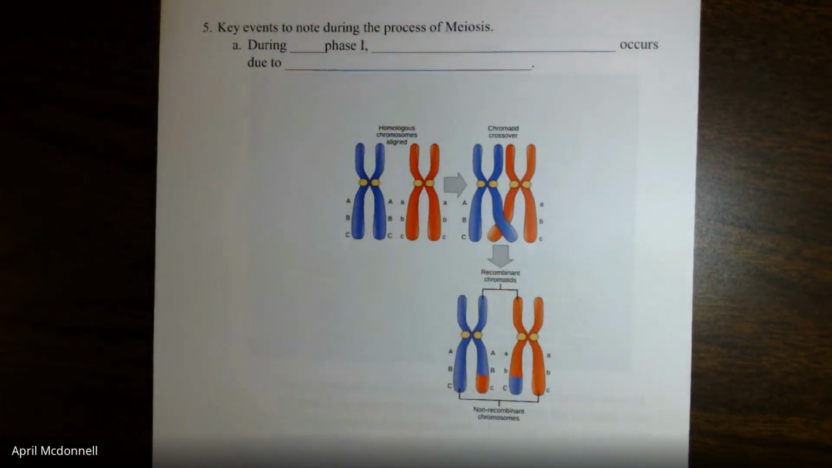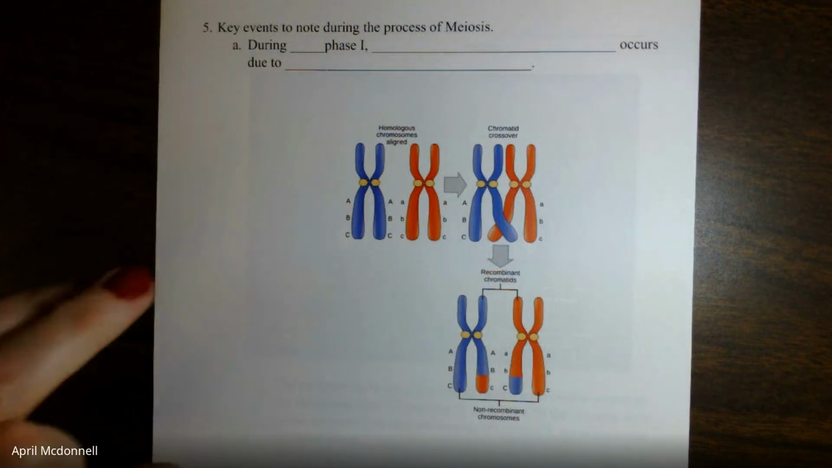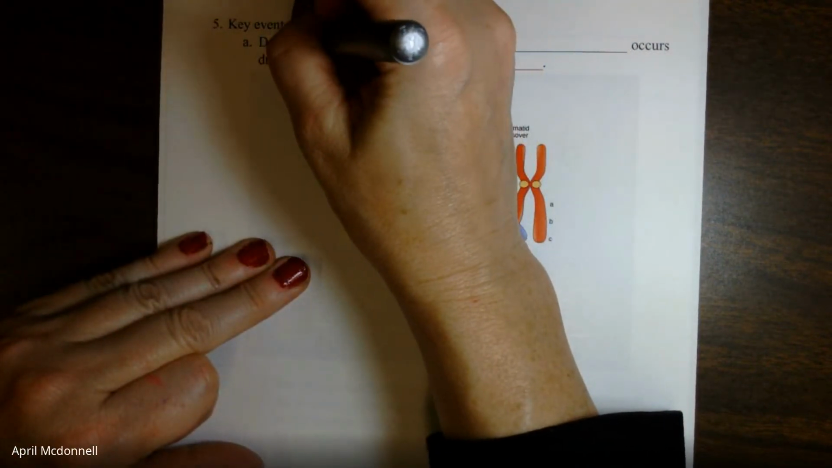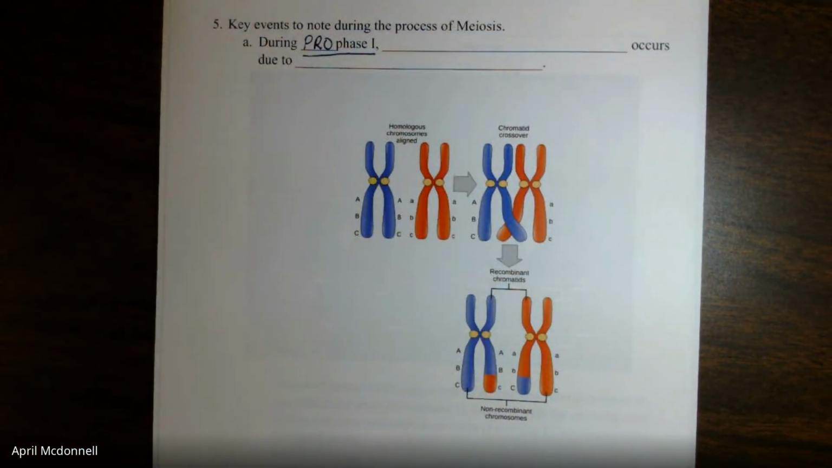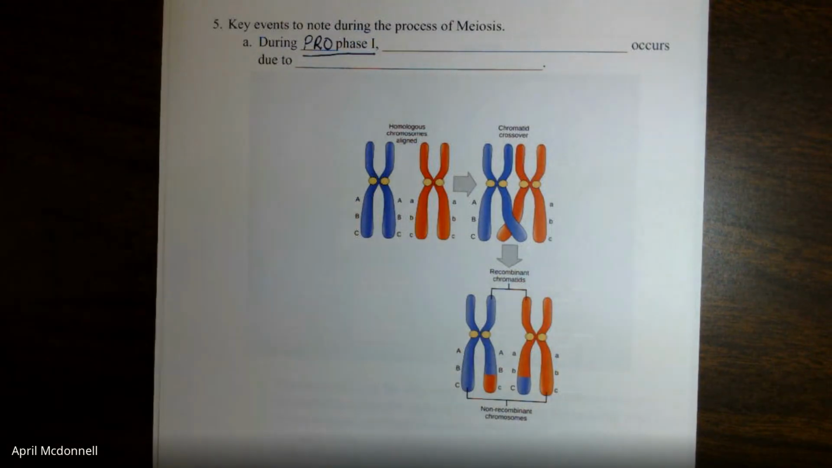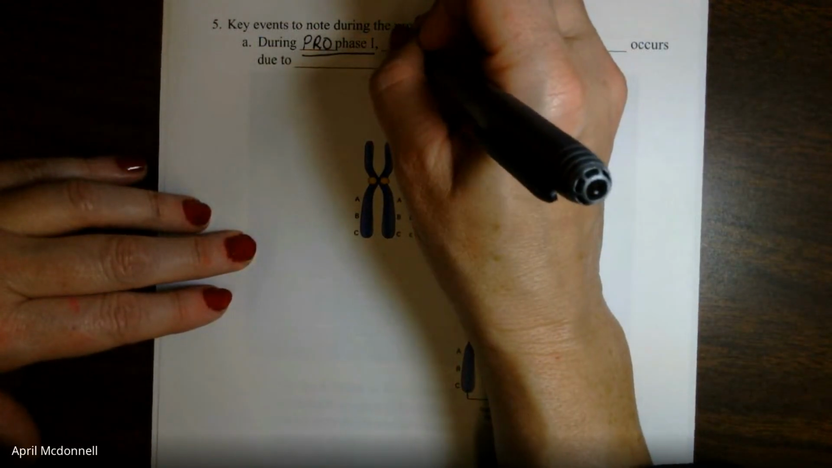Okay, so key events to note during the process of meiosis will be during prophase 1. Genetic recombination occurs due to an event called crossing over.